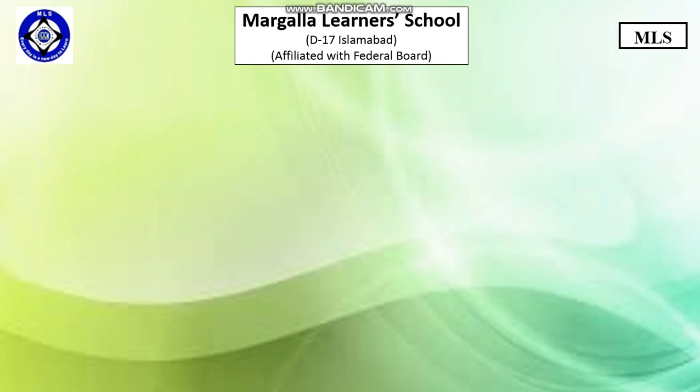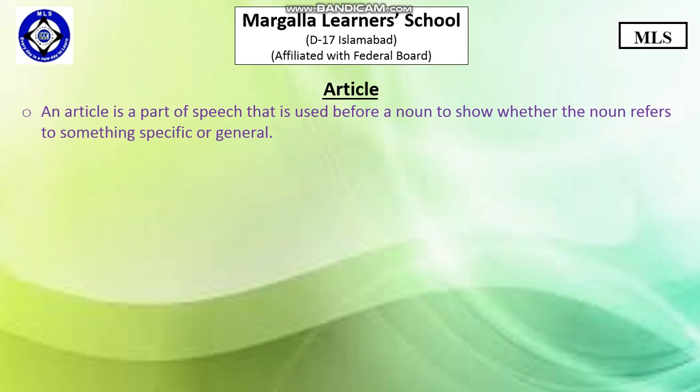First of all, let us see what is an article. An article is a part of speech that is used before a noun to show whether the noun refers to something specific or general. In English, there are three articles: a, an, and the. Now, let's see which one refers to specific and which one refers to general.